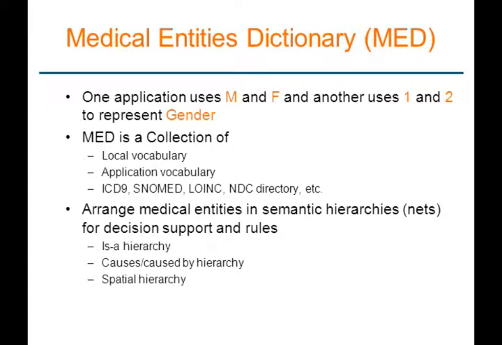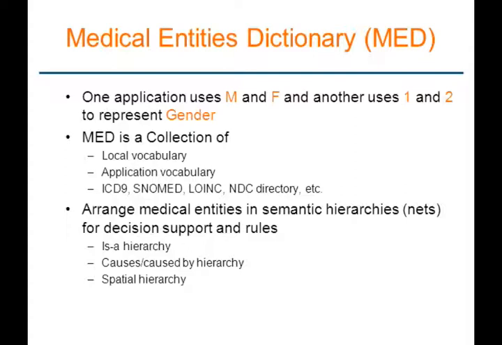You could then take all this terminology that we put in the Medical Entities Dictionary and you can arrange them, in other words, put links between them using various kinds of hierarchies or relationships. They could be hierarchies or they could be mesh structures in which there are relationships being defined between the entities. And these are typically helpful in terms of decision supports and rules. The most common one is the object-oriented hierarchy.